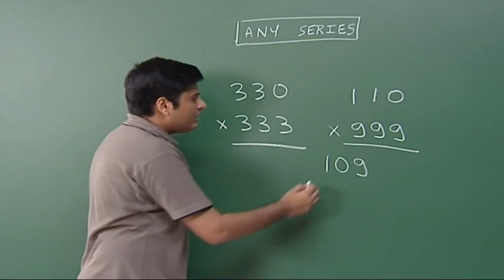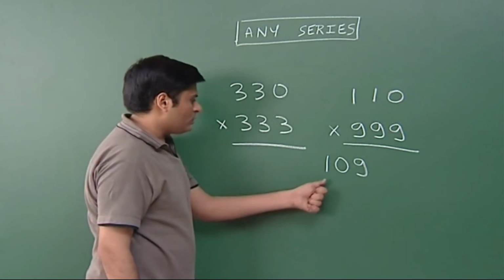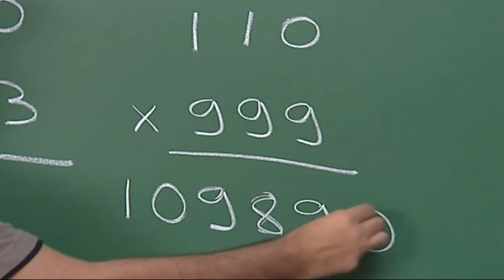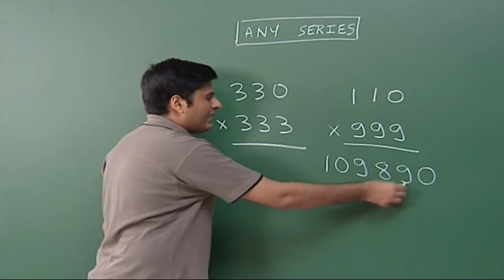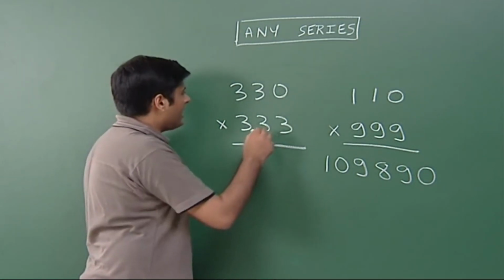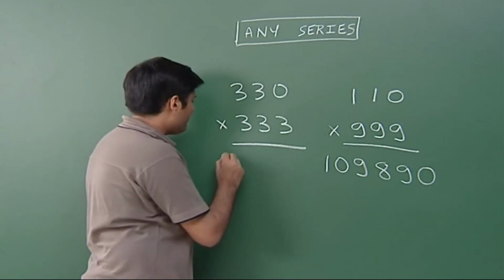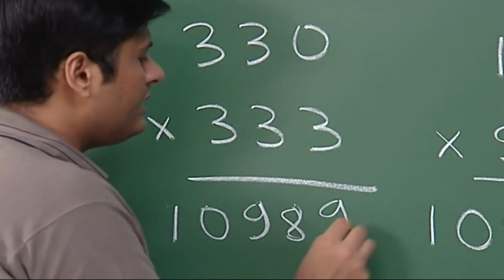And then each digit has to be subtracted from 9 and written down. So 9 minus 1 is 8, 9 minus 0 is 9, 9 minus 9 is 0. My answer in this case is 109890, which will also be the answer of this question. The answer of 330 into 333 will also be 109890.